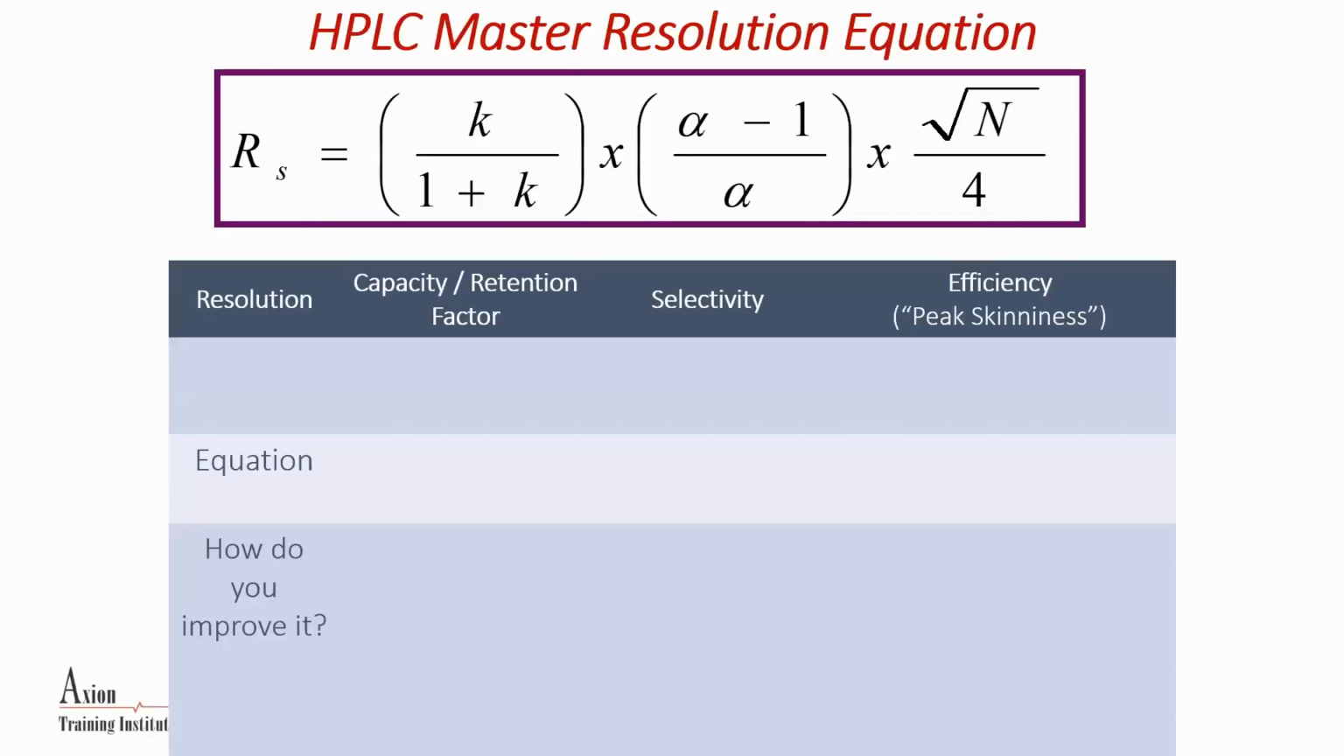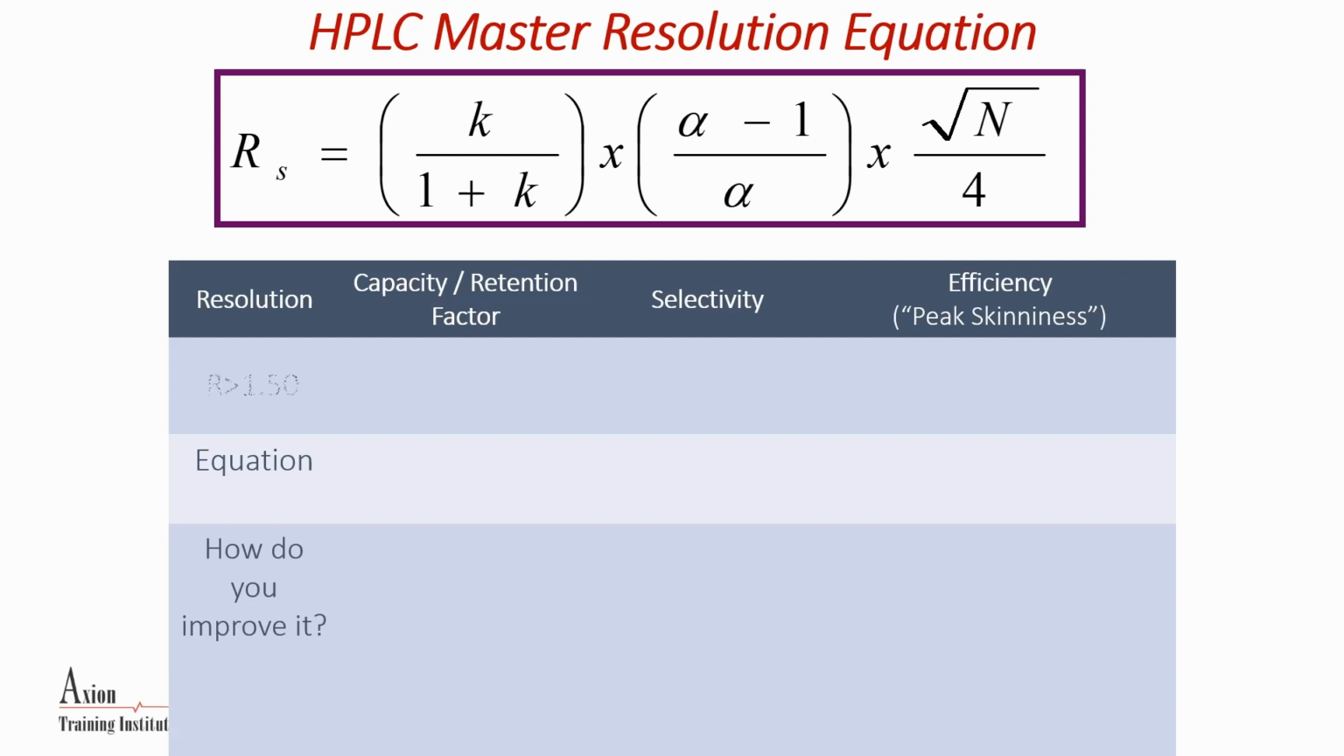Okay, so we have this master resolution equation. It describes everything in HPLC, GC, SFC, reverse phase, normal phase. It is the fundamental equation, and the cool thing is it's always correct. In other words, if you put in the correct 3 terms, I guarantee that you will get a separation. The only 3 things you need are capacity, selectivity, and efficiency.